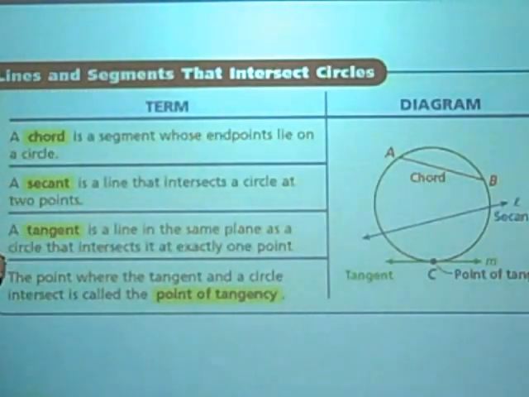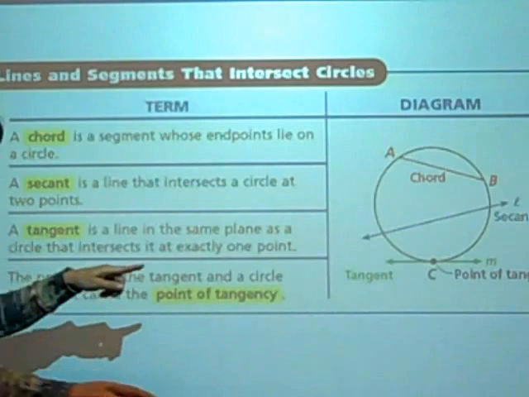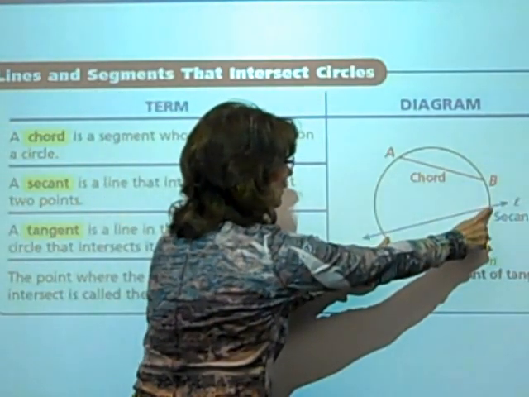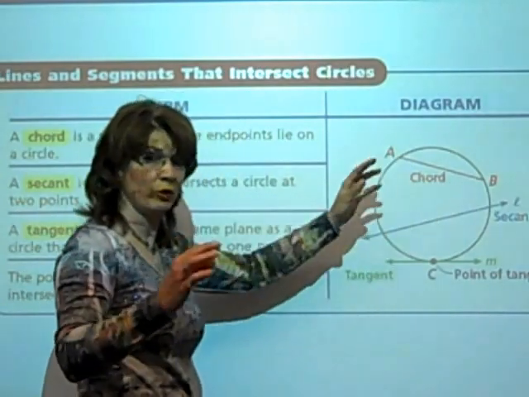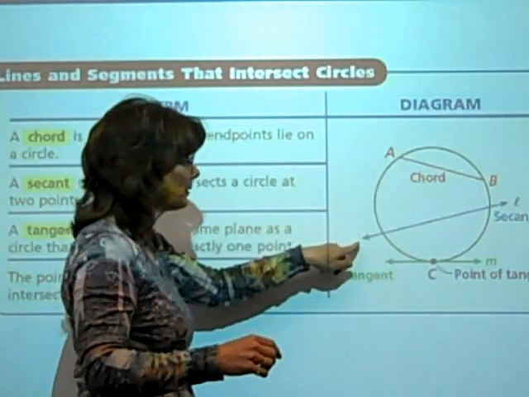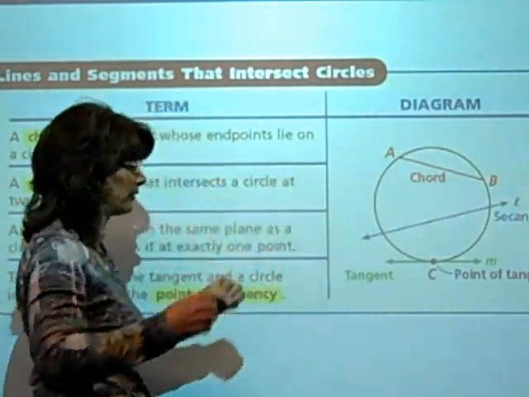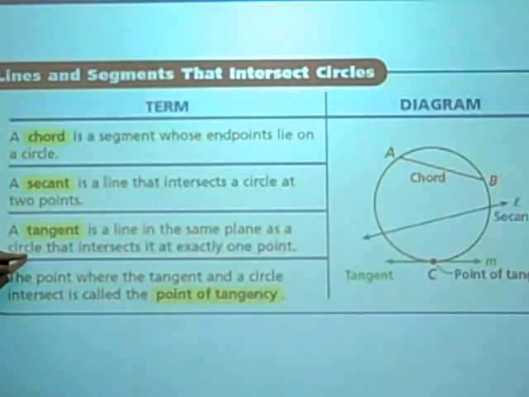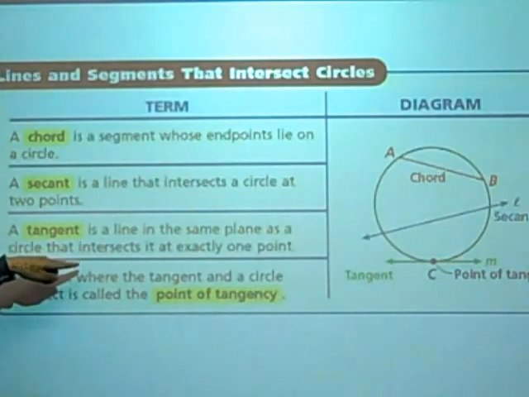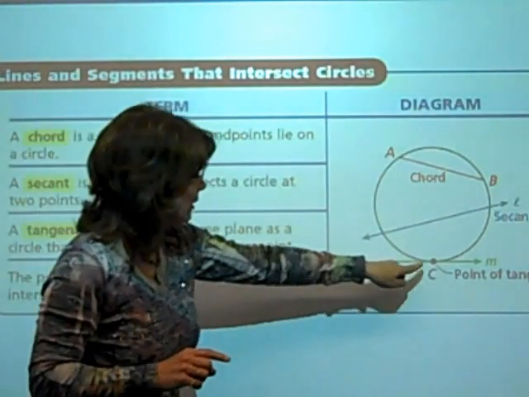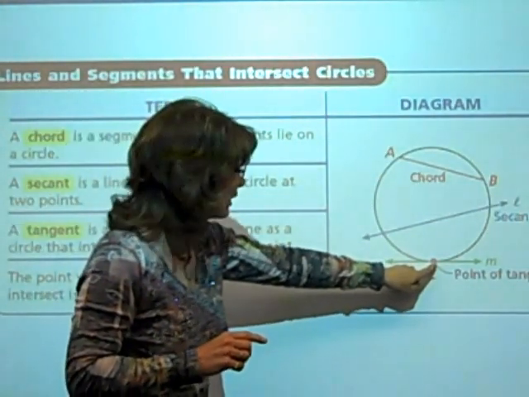A secant line is a line that goes through the circle. It intersects the circle in 2 places, but it's a line. That's how it's different from the chord. They both touch the circle in 2 places, but a secant is a line, whereas a chord is just a segment. And a tangent line is a line on the same plane as the circle, and it intersects in 1 point only. So that point would be called the point of tangency.